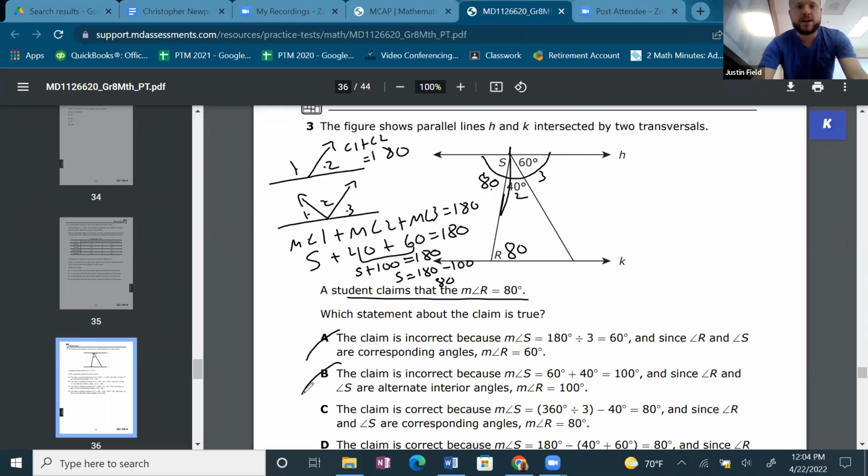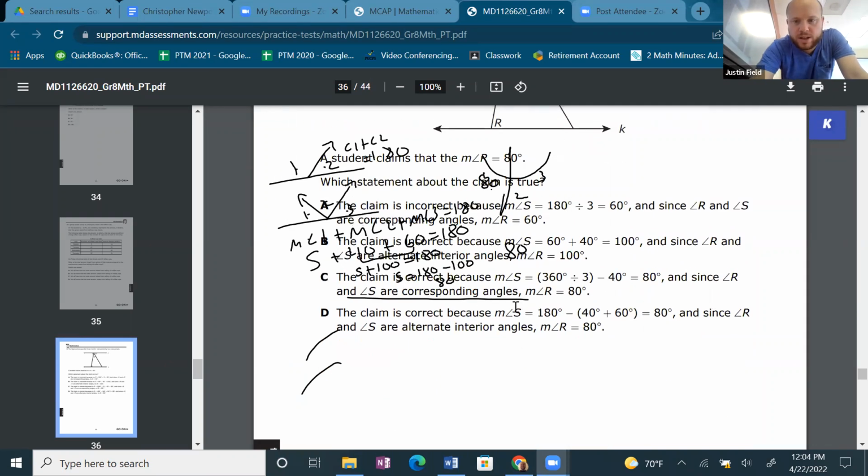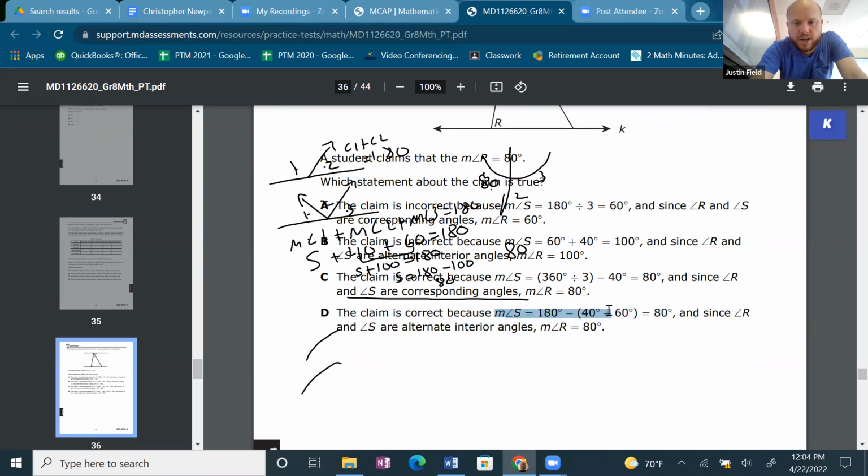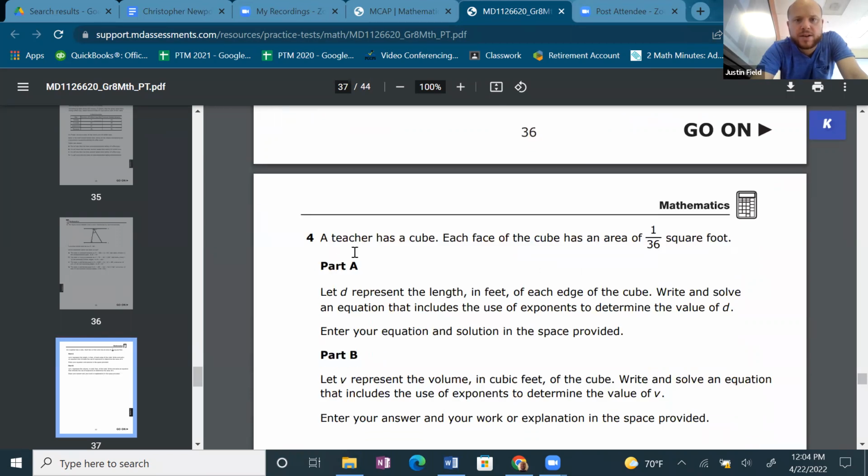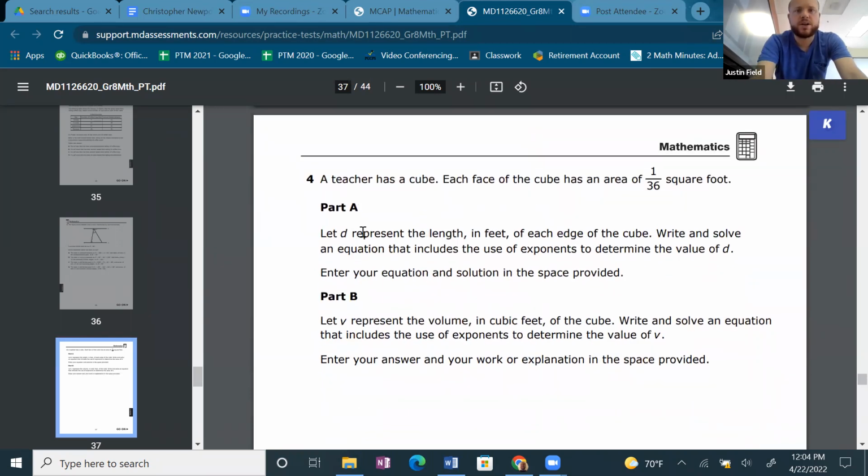So now we have to find a good reason. The claim is correct because of what we just did: 180 minus 40 plus 60 equals 80. So the answer is D. All right. Any questions?